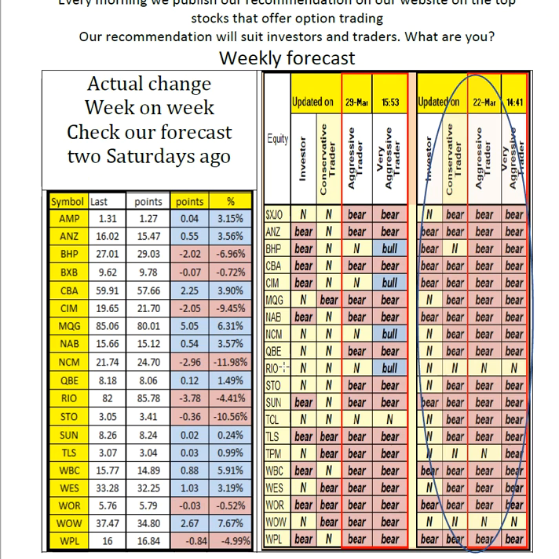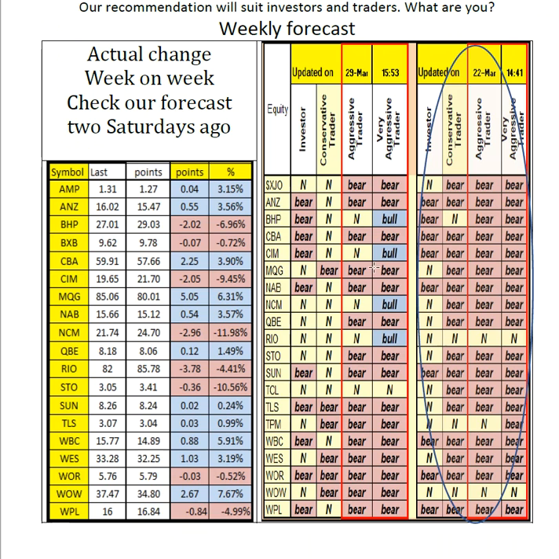In terms of stocks, this is actually the weekly. You can see that for CIMIC we were bullish for the very aggressive, and BHP, bullish for the very aggressive. And by the way, this is what we gave you the week before. On Saturday morning, we tried to see how good we were at the prediction we gave you the week before. So that is 2 Saturdays ago, and that is the result at the end of last week, not taking into consideration what happened so far this week.